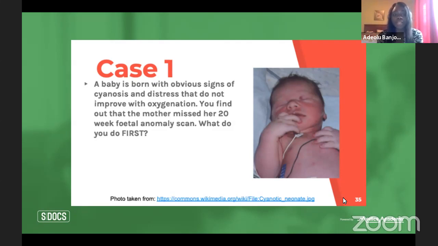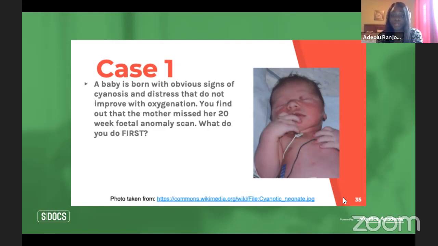So just breaking down this case, you know that because the baby is immediately born with cyanosis and distress, it's likely to be a right to left shunt. And because the mother missed her 20-week fetal anomaly scan, you know it's likely something that could have been diagnosed prenatally, but wasn't because she missed her screening. So she's probably presenting with an undiagnosed congenital heart disease.